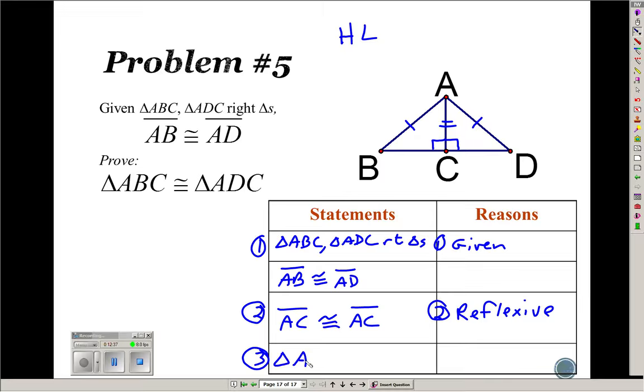Now I have the hypotenuse and I have the leg, so I can say the triangles are congruent now. Triangle ABC is congruent to triangle ADC because of hypotenuse leg. We started with what we're given. They're right triangles, and we have a pair of hypotenuses that are congruent. Add the additional information. Leg AC is on both triangles, so it's congruent to itself because of reflexive. Now I have HL. Triangles are congruent because of HL.